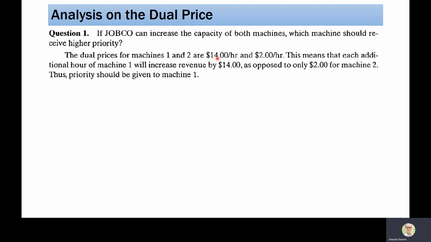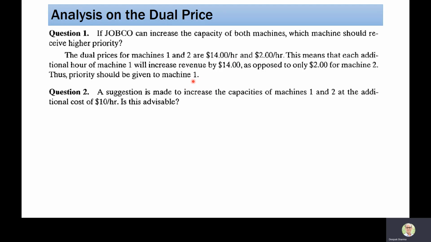The dual price for machine 1 is 14. The dual price for machine 2 is 2. So we know that if I increase, say, 1 hour for machine 1, I'm going to get $14 more revenue. So machine 1 should get the priority.